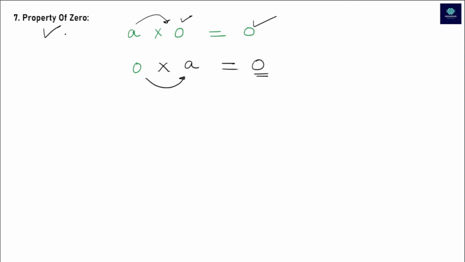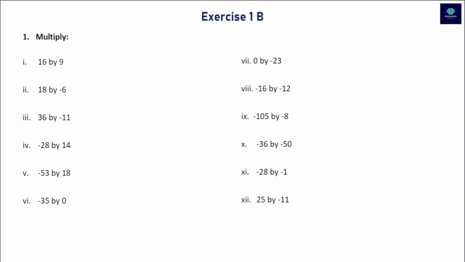Now, these are the properties that we are going to make use of in the exercise. So now let us start doing the exercise. Coming to the first question that we have here, we need to multiply. So these are all the questions that we need to actually multiply and get our answer. If you see the first question, it is very simple. Here we have to multiply 16 with 9. 16 into 9 will give us 144. So their product is 144.